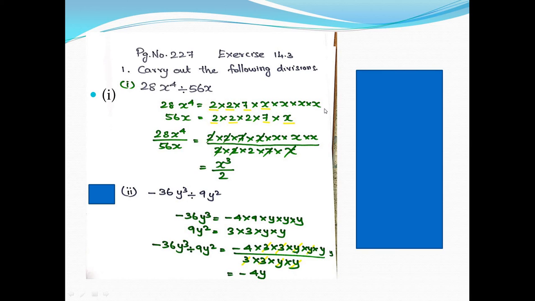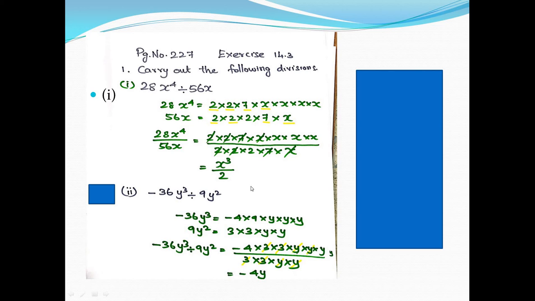Then, in irreducible form, 56x can be factorized as 2 multiplied by 2 multiplied by 2 multiplied by 7 multiplied by x. Now we have to divide that. 28x to the power 4 divided by 56x can be written as 2 in the numerator, writing all the factors you found here, and in the denominator, all the factors you found here. Then we can strike off the 2, and again 2, and the 7. The remaining things are x cube in the numerator and 2 in the denominator. When you write it down in your notebook, you can easily understand.